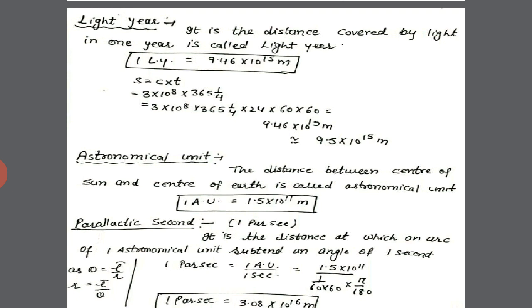Astronomical unit: the distance between the center of the sun and the center of the earth is called an astronomical unit, and it is denoted by AU. 1 AU is equal to 1.5 × 10^11 meters.